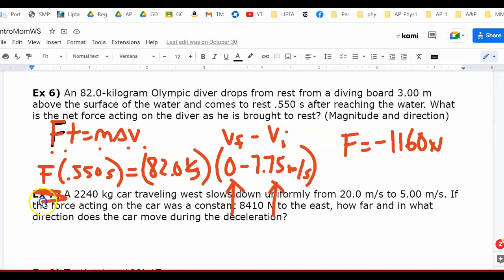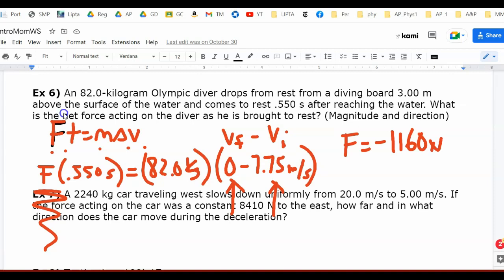This is what we want to find. We're trying to find F, and we could not find F unless we knew both. We knew the final was 0, but we didn't know what the initial was. We had to find the initial. How fast was she going when she hit that water? So that's quite a problem, right?